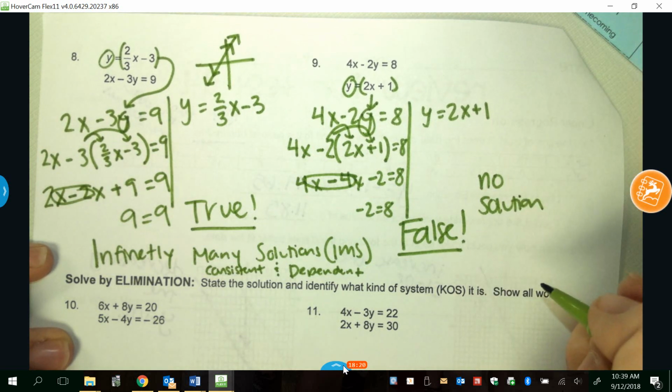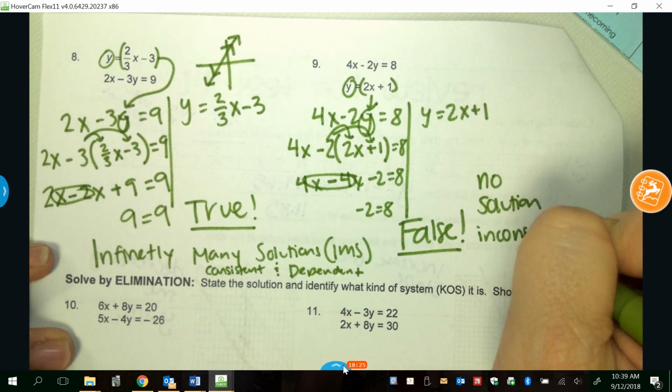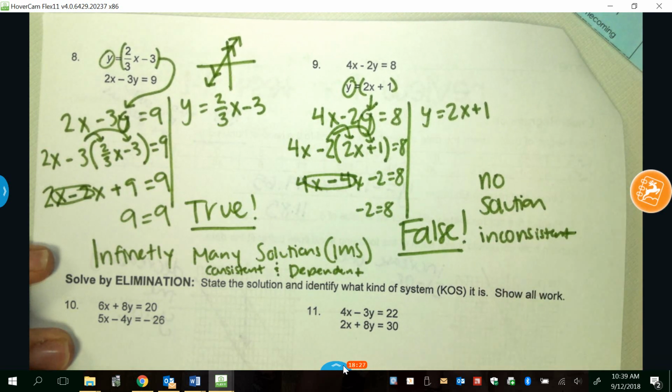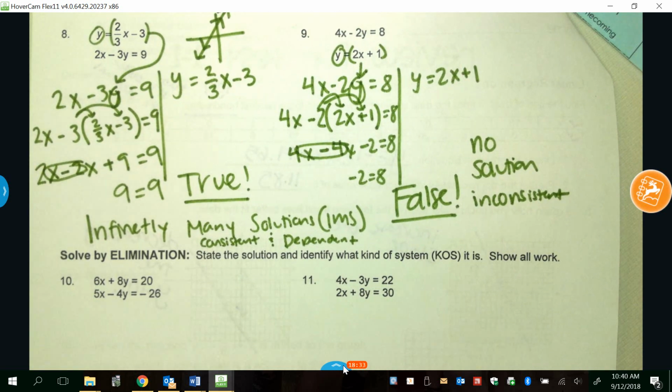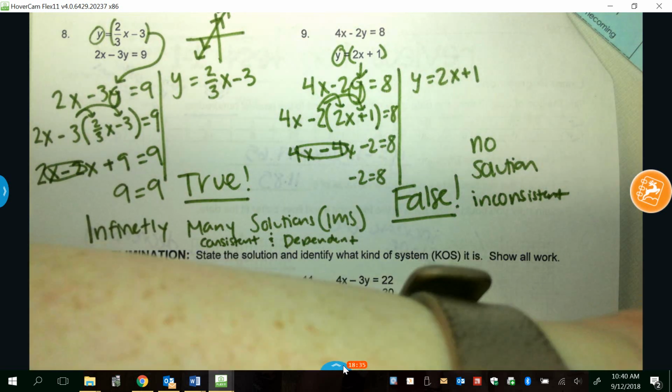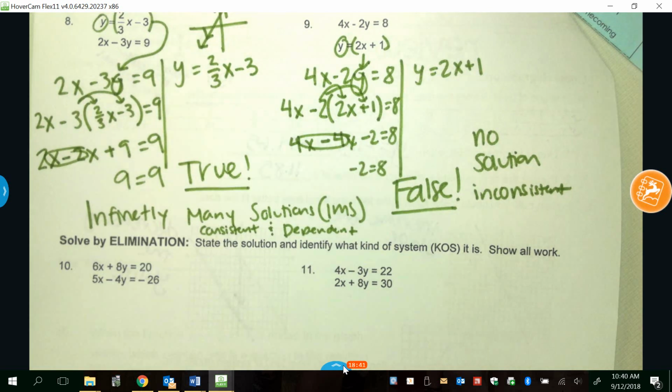Which, if I asked you what kind of system that means, this is inconsistent, because there's no solution. It's never the same. Remember, consistent pretty much means the same. Okay? So let's look at number 10 and 11.